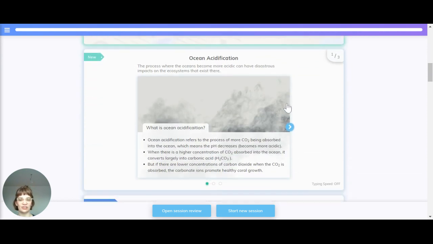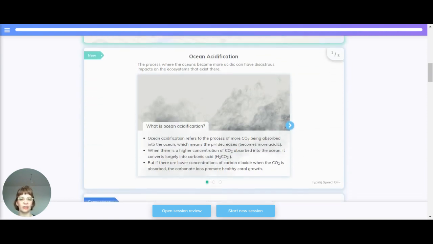Ocean acidification. The process where the oceans become more acidic can have disastrous impacts on the ecosystems that exist there. What is ocean acidification? Ocean acidification refers to the process of more carbon dioxide being absorbed into the ocean, which means the pH decreases, meaning it becomes more acidic.